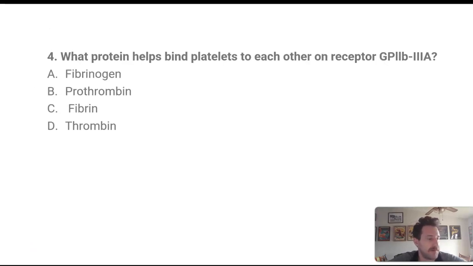Question 4: What helps bind platelets to each other on receptor glycoprotein 2B3A? And the right answer here is going to be choice A, fibrinogen, or factor 1. The other answers are important proteins, but they do not specifically allow platelets to bind each other during plug formation.